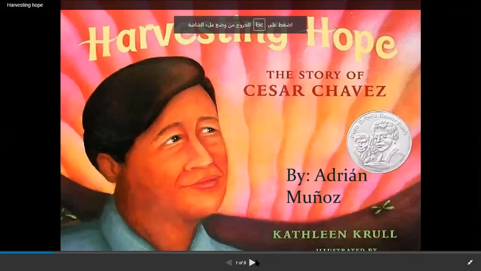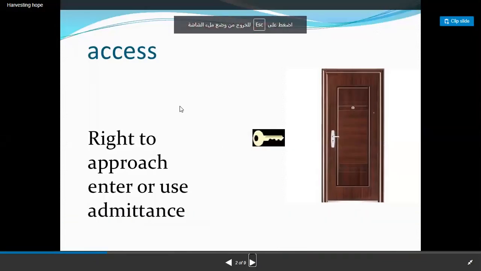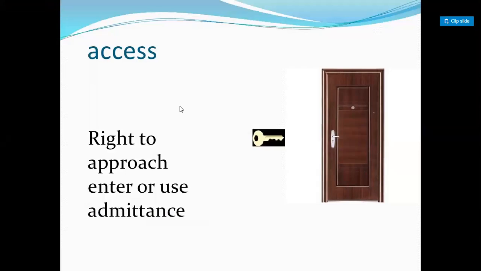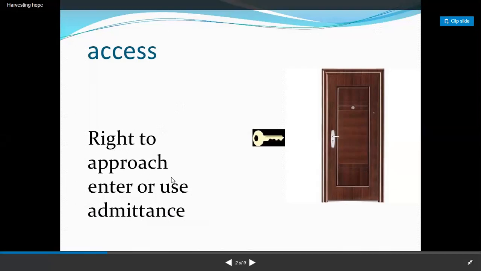The first word we have right here is access. What does it mean, access? It means that if I want to go to the other room, I have to access it through the door, which means the door will be my entrance. So access is the right to approach or enter, to use, admittance. Like a key, or something that gives me the access to go to that area. So access means that you give me the right to go to another area.